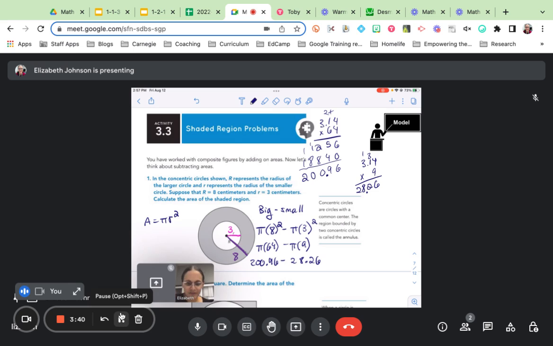If you've hit play, that means you're ready for the answer. When we multiply 8 squared, we get 64. When we multiply 3 squared, we get 9. 64 times pi is 200.96. 9 times pi is 28.26. Now for the exciting part, we're ready to subtract. And when we subtract decimals, we line them up.